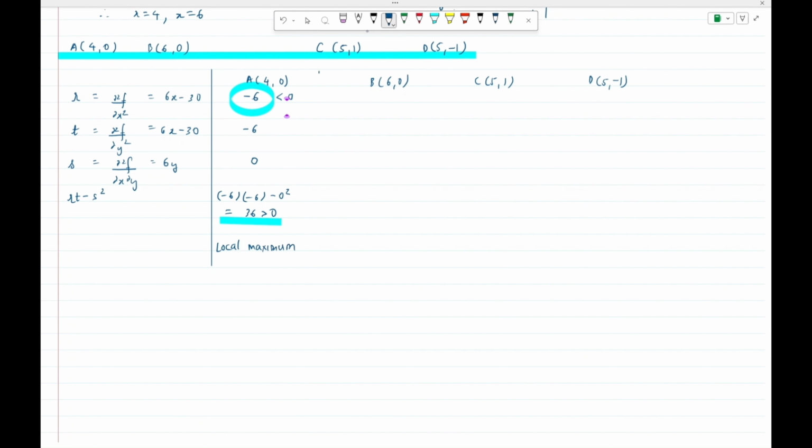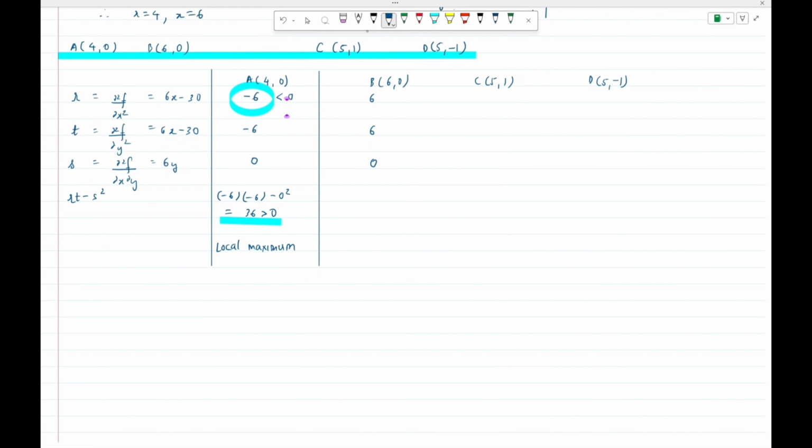Now let's move on to point B. Point B is (6, 0). Again, we have to evaluate r, t, and s at this point. So this is going to be 6, that is 36 minus 30. This is again going to be 6 followed by a 0.